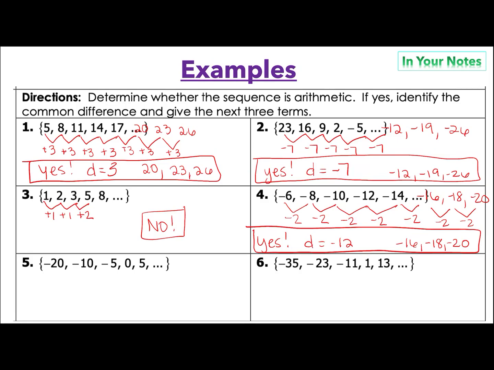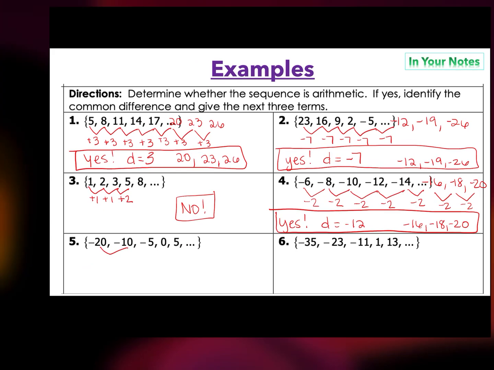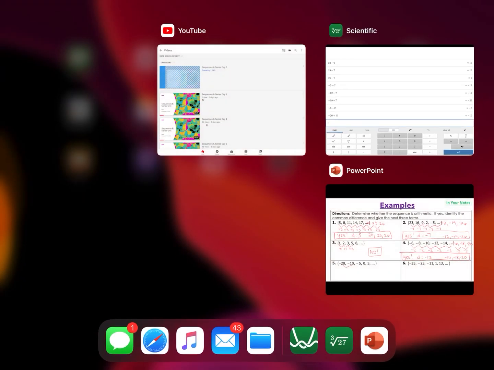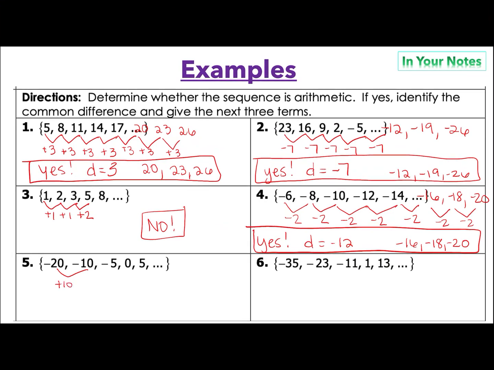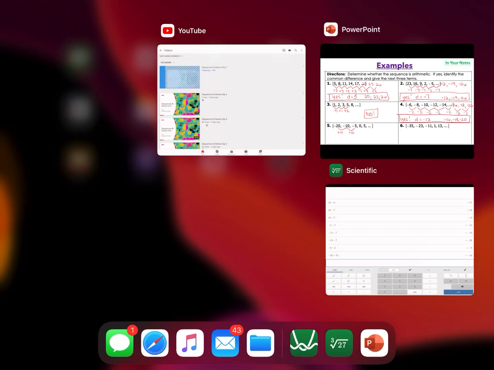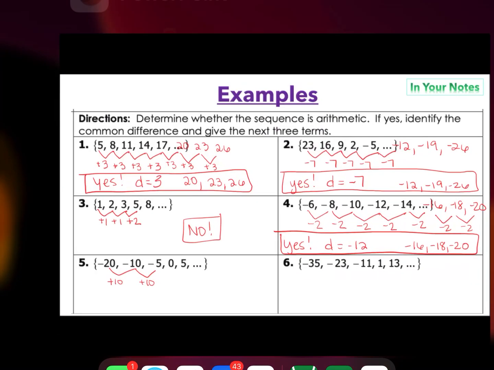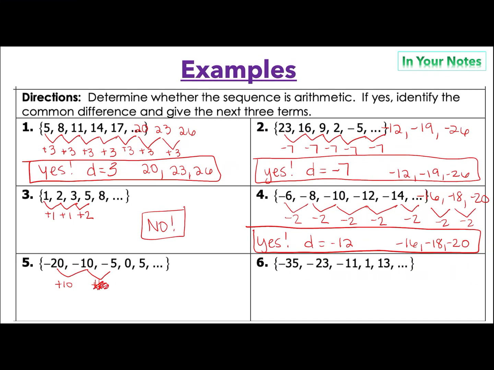2 more to go. So to get from -20 to -10, we're actually adding. So -20 plus 10 is -10. So plus 10. -10, let's see. If I add 10 to -10, do I get to the next term? So -10 plus 10 gives me 0. So it looks to me here that this does not work. Really, to get from -10 to -5, we add 5. So this is not an arithmetic sequence.